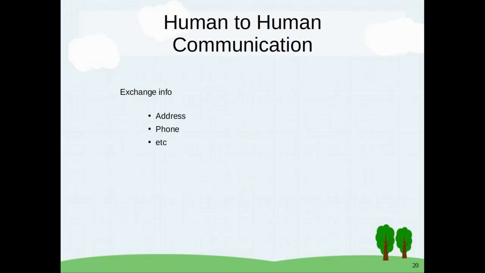So then naturally what you're going to do, you're going to exchange your information. Like say you're going to take your friend's address, phone numbers, and also you're going to give yours to him, right? So this is how you're going to do that. So when you're doing that, how are you going to keep this information so that you never lose it, right?